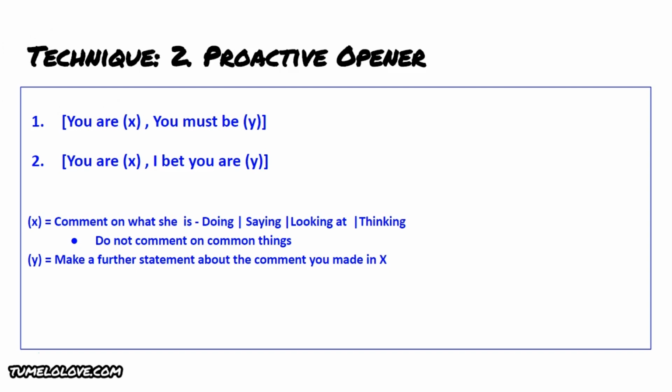So for example, if we look at the formula, it is: you are X, you must be Y. So you are walking, you must be catching an Uber. Or you are smiling, you must be thinking about me. Like literally anything.